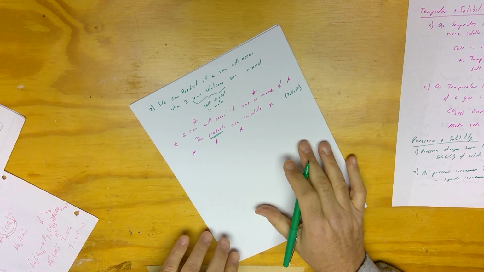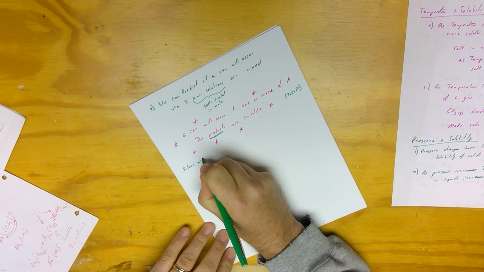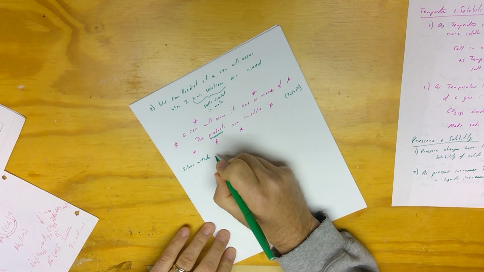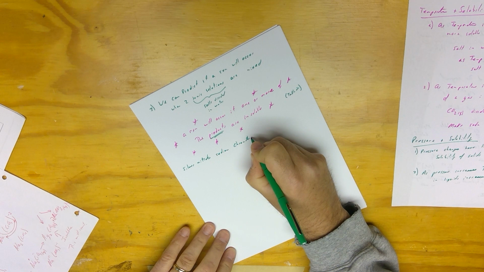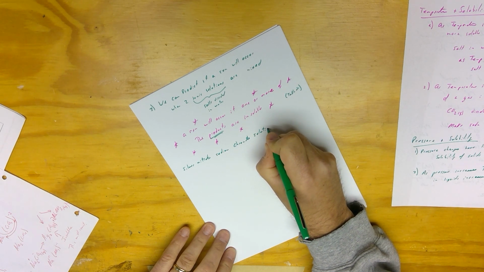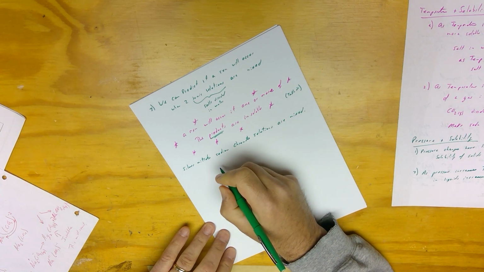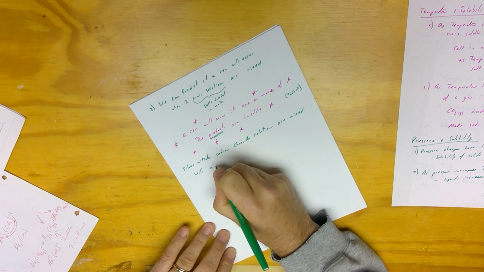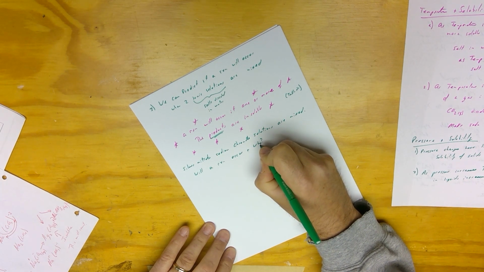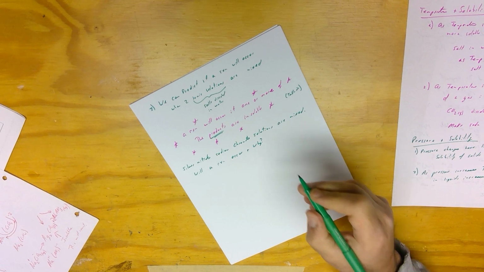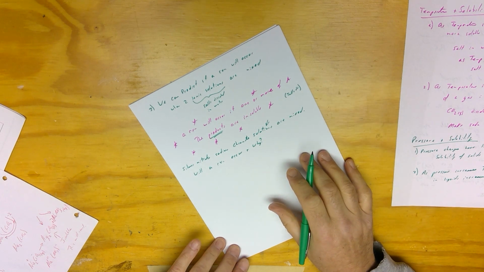So let's say we have something like this. Silver nitrate and sodium chromate solutions are mixed. Will a reaction occur and why? Okay. All right, now as soon as you see solution, that means these things are dissolved in water, right? They are aqueous, all right?